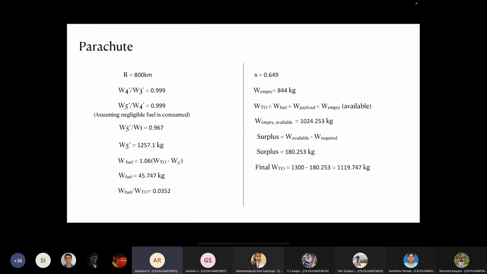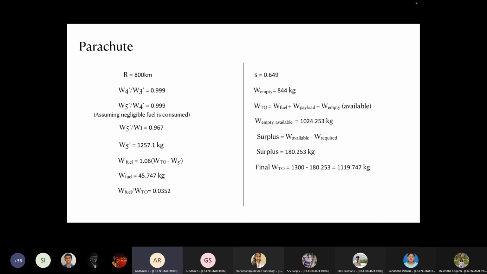We are assuming that the aircraft fails at 800 kilometers. And we are calculating the weight fraction, that is 0.999, and this is also 0.99. Because the range is very small, our weight fraction comes to be 0.99. Ideally W5 prime and W4 prime should be 1, which is the ideal case where the engine completely stops. But we are assuming that the engine is rotating, I mean the shaft, the propeller is rotating, but with very low RPM, and that is also a case of engine failure.